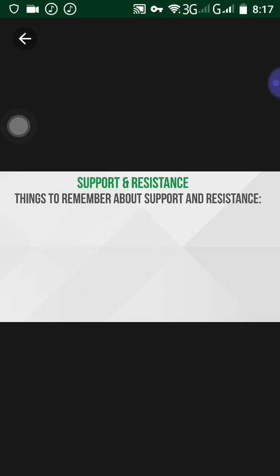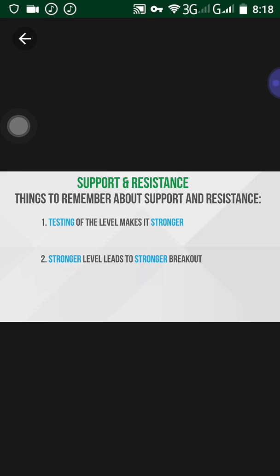Things to remember about support and resistance. When a price tests the level of support or resistance often, it's making the resistance or support stronger. The strength of a support or resistance break depends on how strong the support or resistance had been before it was broken. When a price rises through resistance, that resistance could possibly become support later on.